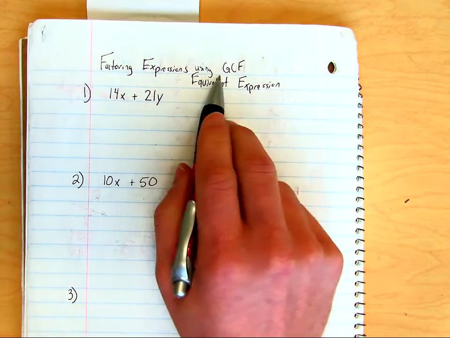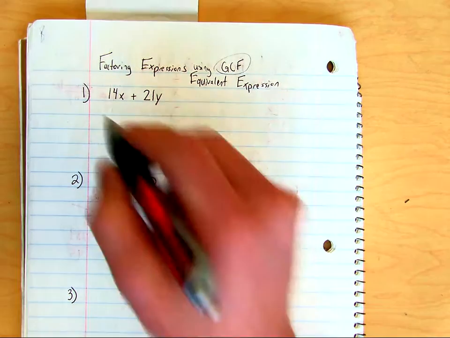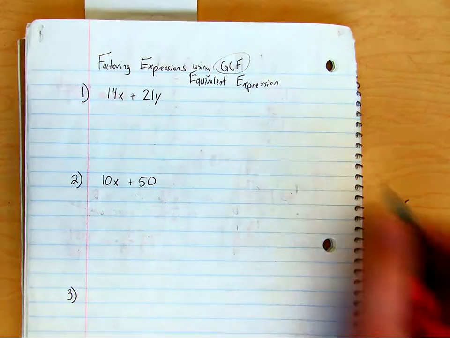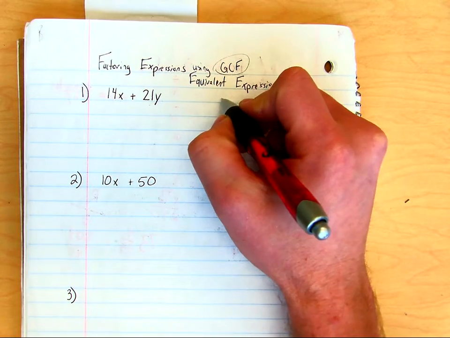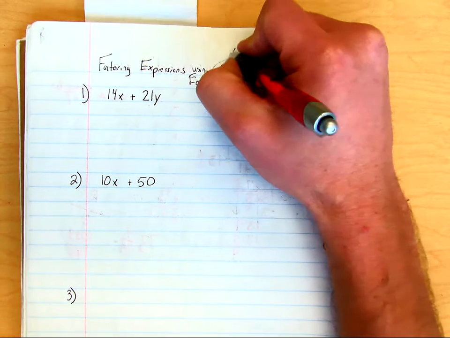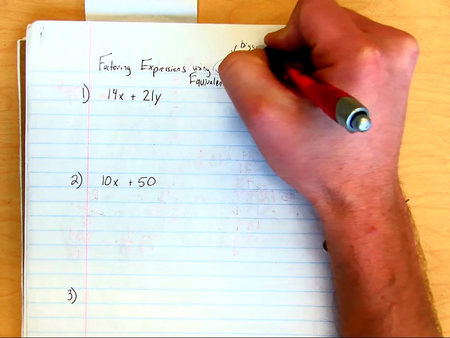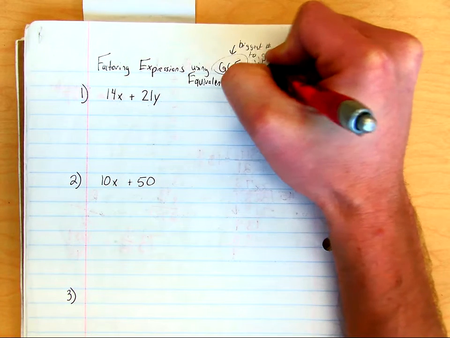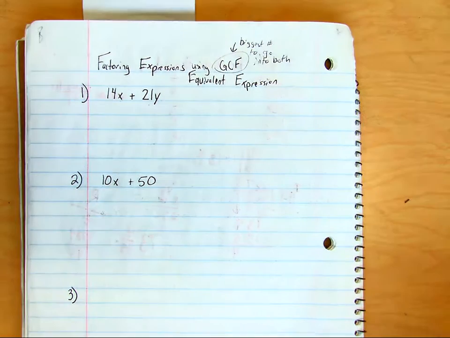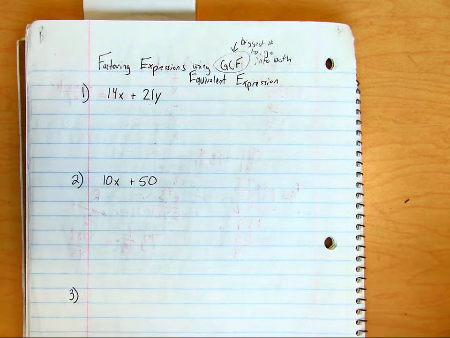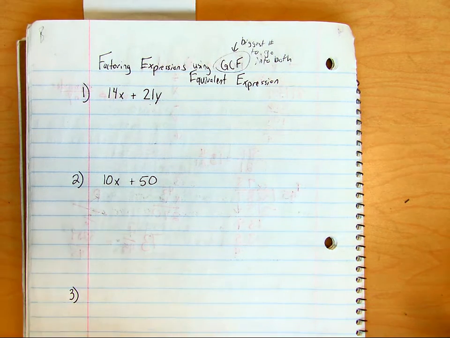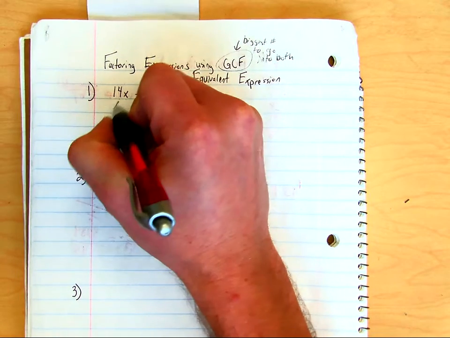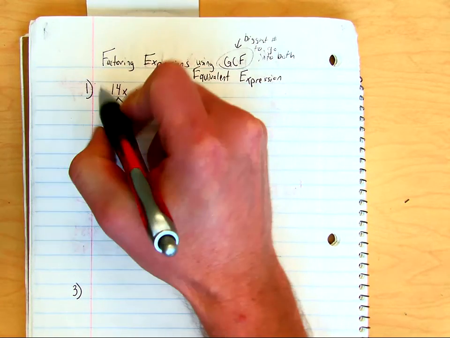So looking at this, finding the greatest common factor, I would look at 14x and 21y. Those are my two terms, and I'm trying to find out the largest number that can go into both of them. So that's the biggest number to go into both. If you're really good with your multiplication facts, this is a little bit more simple, but if not, you could use a multiplication chart to help you out. So with 14 and 21, I notice that 7 is going to go into both of them.